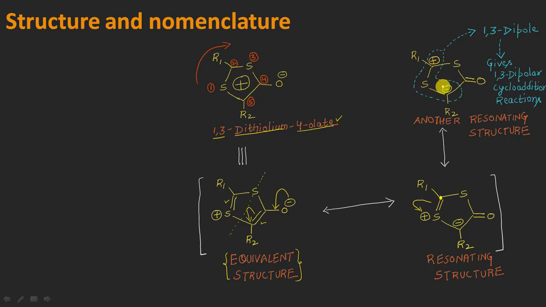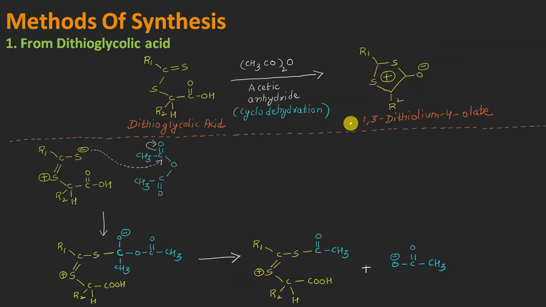So we can also call it our 1,3 dipole, because on the first atom as well as on the third atom there are two opposite poles, right? So this 1,3 dipole will give us the required 1,3 dipolar cycloaddition reactions in case of this type A mesoionic molecule. So let us now talk about the methods of preparation for this molecule.